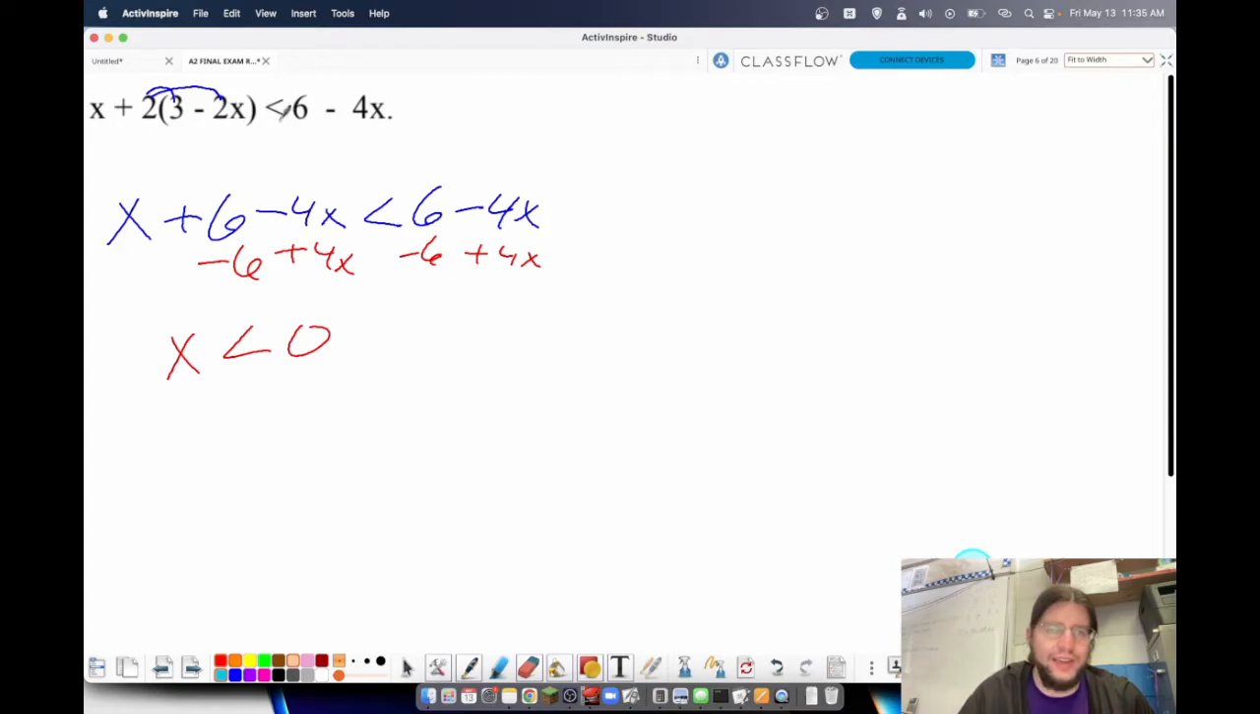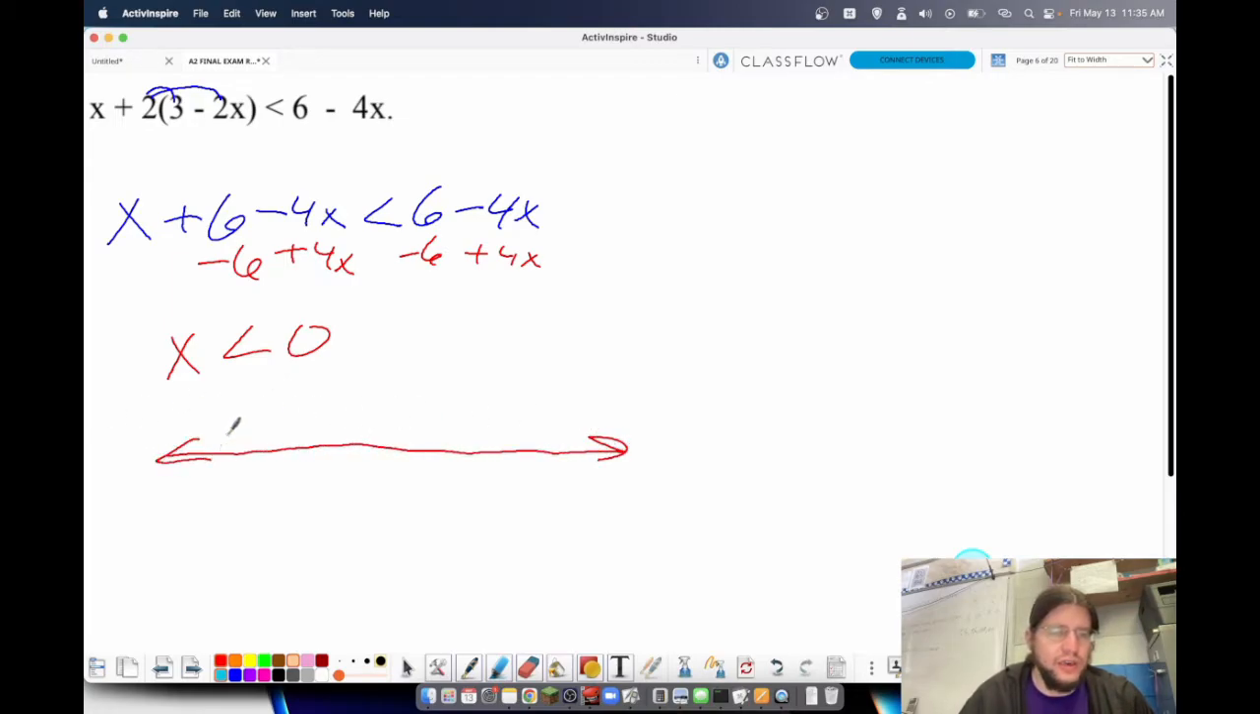It's very important you know the names of these symbols. That's a less than symbol. That's less than or equal to, greater than or equal to. Make sure you know the names of your symbols. If you don't, you fail. Now it says to solve and graph. So we solved it. Let's go ahead and graph it.